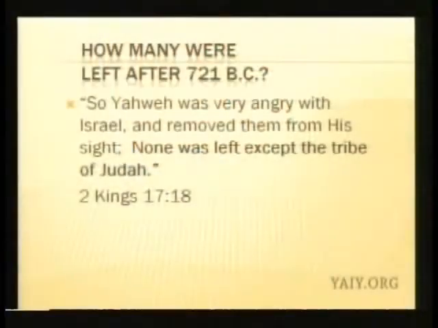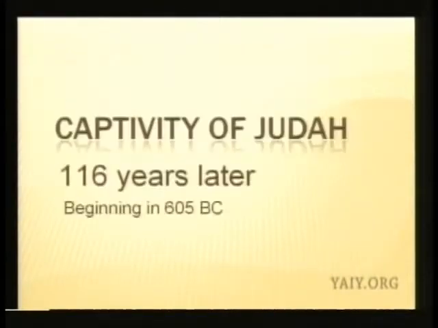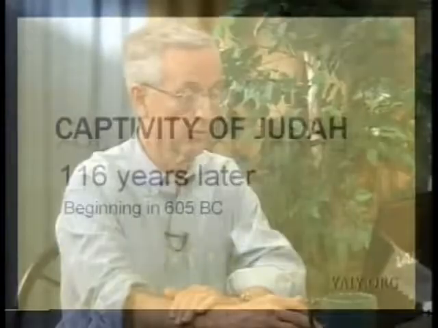How many were left after 721 BC? So Yahweh was angry with Israel and removed them from his sight. None was left except the tribe of Judah. Let's look at the captivity of Judah. It occurred 116 years later, beginning about 605 BC.